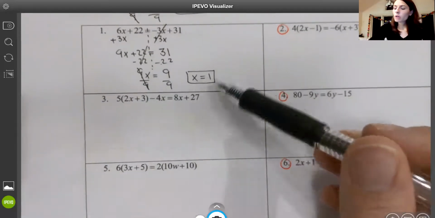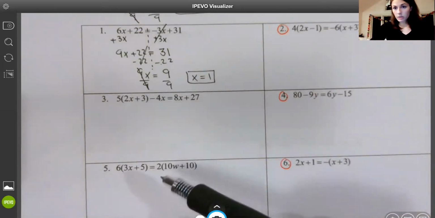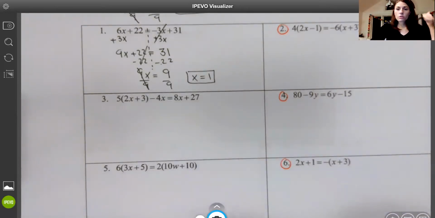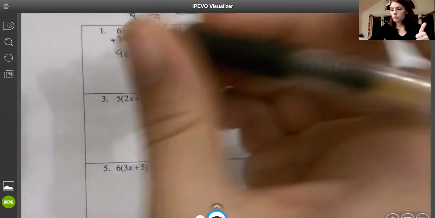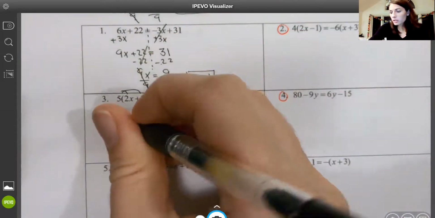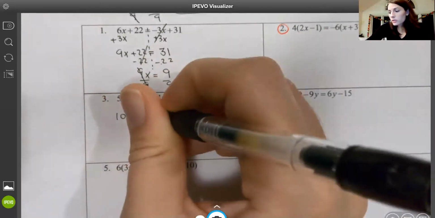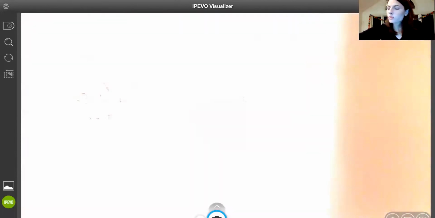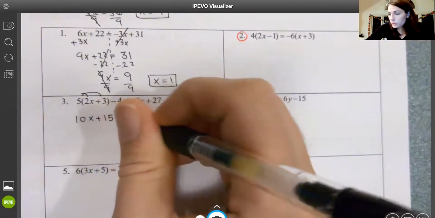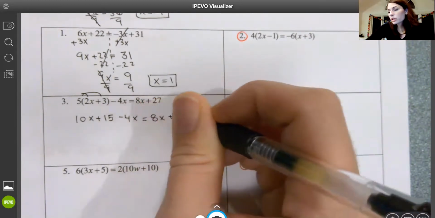On problem number 3, now we are going to end up using all of our steps that we've written down to solve multi-step equations. So step 1, clear the parentheses. So I'm going to clear the parentheses by distributing. That's going to make this 10x plus 15 minus 4x equals 8x plus 27.